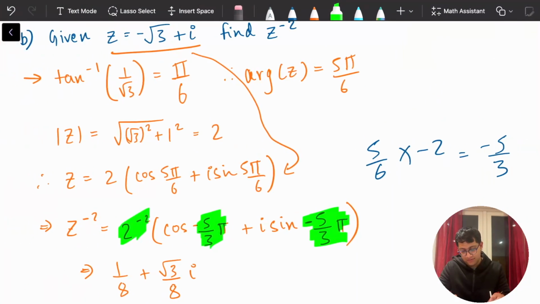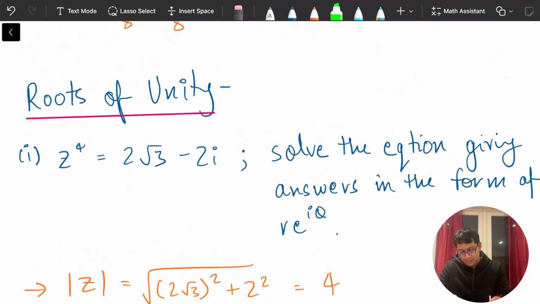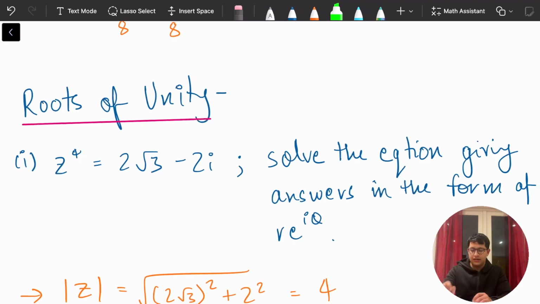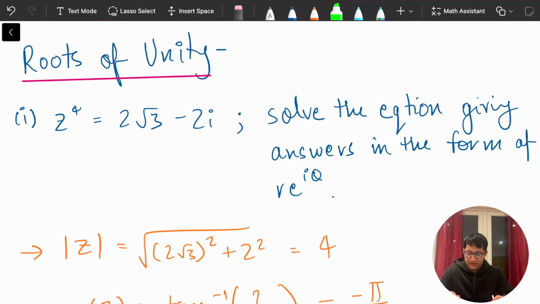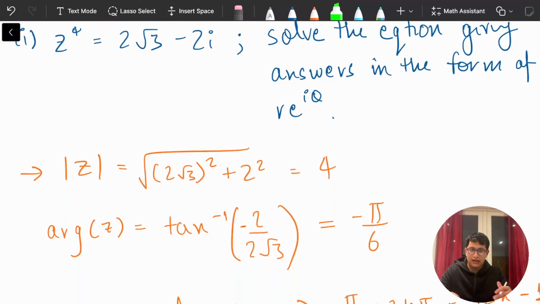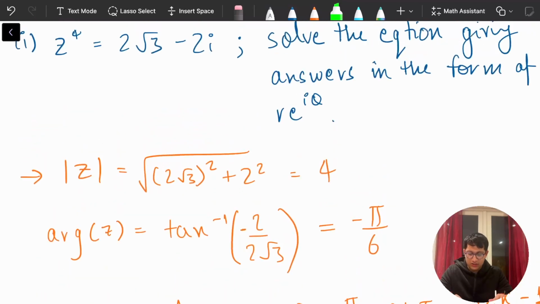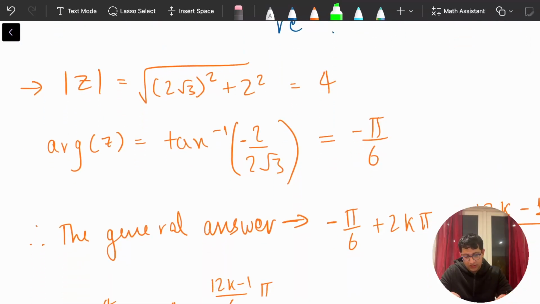Actually, let's see an example of this. So the question is, we have something like z to the power 4 equals 2 root 3 minus 2i, and we're supposed to solve the equation giving our answers in exponential form. Like with anything, firstly, work out the modulus. I'm ignoring the power of 4 for now. I'll add that back later. Don't forget to add that back. Just work out the modulus. Modulus is 4. Argument is minus pi over 6.